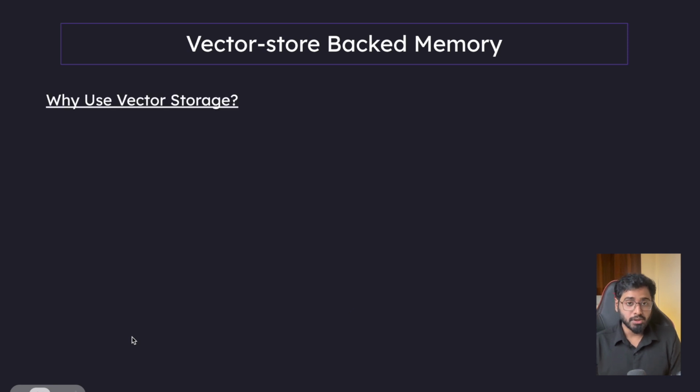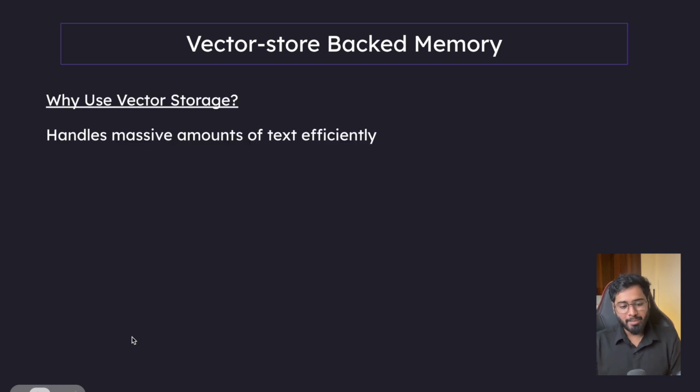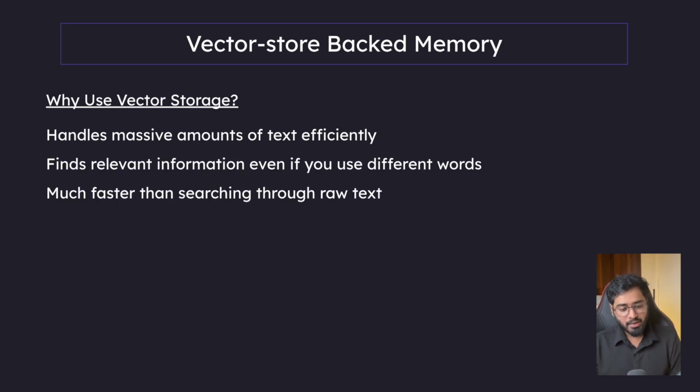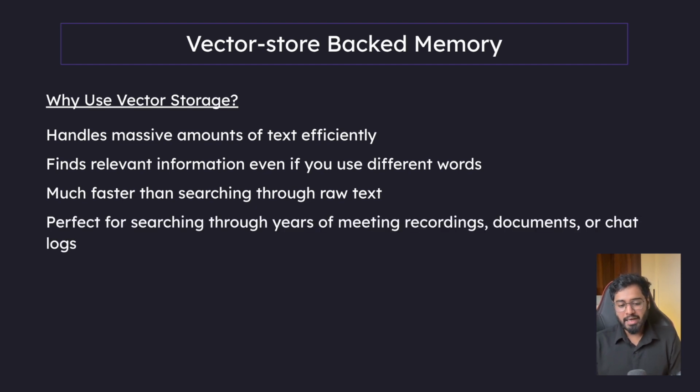All right. So why use vector storage? It can handle massive amounts of text efficiently, finds relevant information even if you use different words, and is much faster than searching through raw text. It's perfect for searching through years of meeting recordings, documents, or chat logs, right?